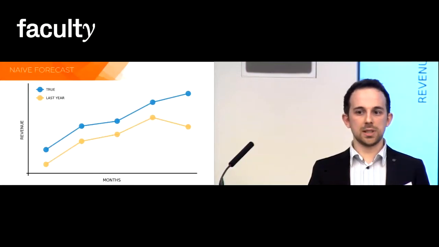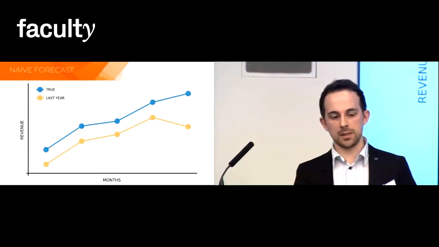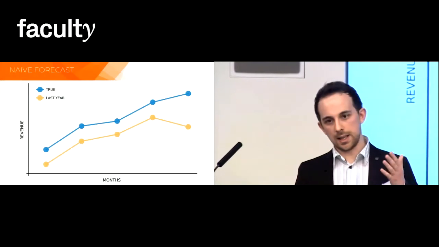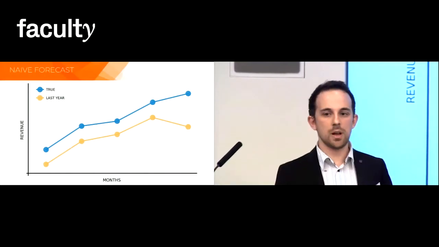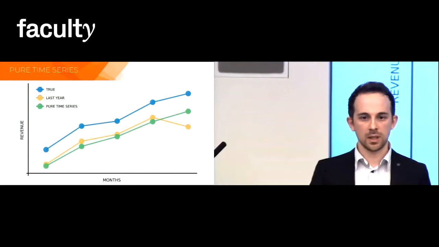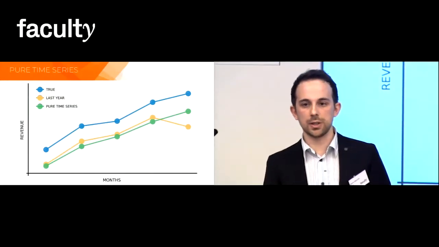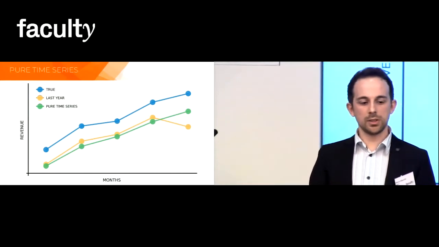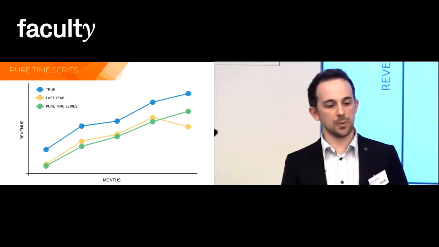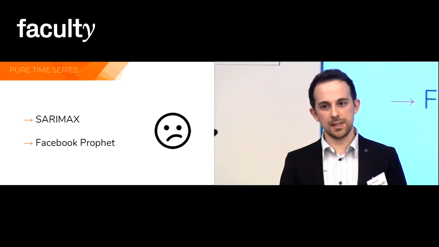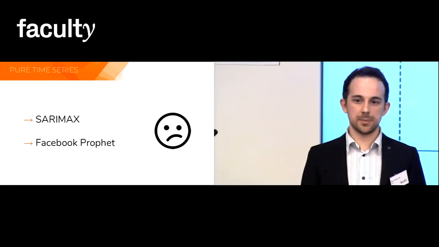If I train my pure time series model on the previous months that I have in my data set, and I make a validation on this 5-month period, this is what I get. The error of the pure time series prediction is actually more or less the same as the trivial last year prediction. So can we actually do better than this? Let's go back to our data set.